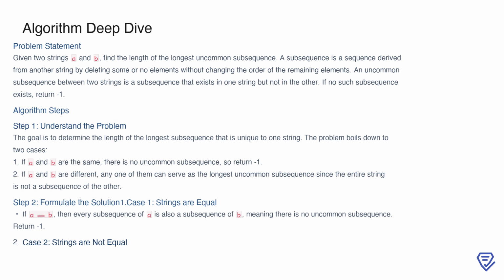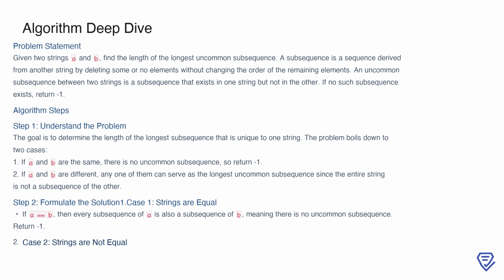Now, the problem can be broken down into two main cases. First, if A and B are identical, then there is no uncommon subsequence because all subsequences of one string will also be subsequences of the other. In this situation, the answer is -1. Second, if the strings are different, then the entire string of one will not be a subsequence of the other. This means the longer string, or either string if they're of the same length, will be the longest uncommon subsequence.